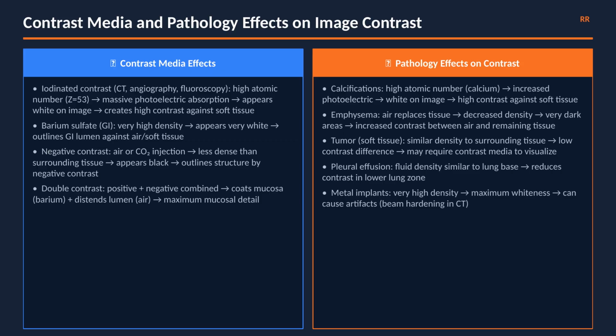Pathology effects on contrast. Calcifications: calcium is high atomic number, with increased photoelectric absorption. It appears white, high contrast against soft tissue. Emphysema: air replaces tissue, decreased density, very dark areas, increased contrast between air and any remaining tissue. Metal implants: very high density, maximum whiteness, and can cause beam hardening artifacts in CT.